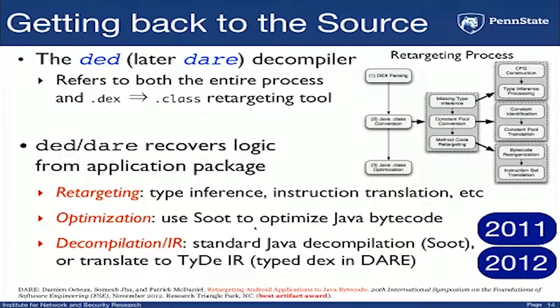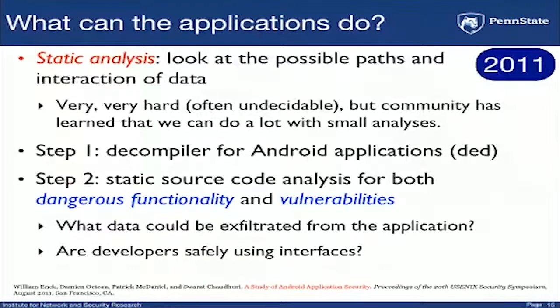So assuming we got access to the code, this is what we were actually able to do in 2011. We built our tools, DED and DARE, and we want to apply static analysis. Static analysis is basically programs which crawl over source code and look for things like dangerous functionality, vulnerabilities, bugs, what have you. There's a whole field of computer science which is basically in static analysis. But what we did is we took a step back and said, well, gee, in 2011, no one knows we have access to the source code. We've got one shot at this.